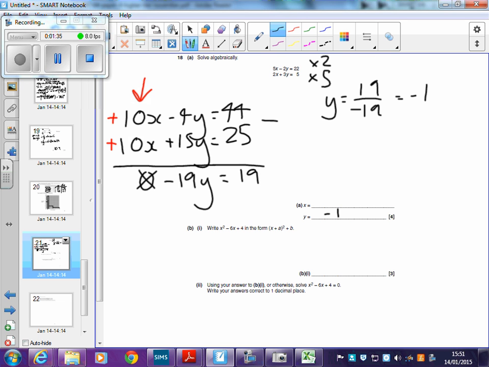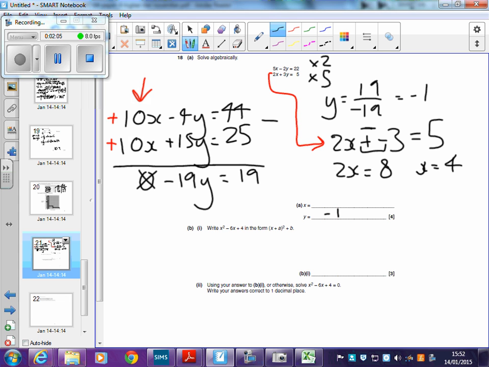Once you figured out what y is, you can then substitute back into one of the original equations to find x. I'm going to go for that one. So that means I've got 2x plus 3y, well that's 3 times minus 1, so 3 times minus 1 is minus 3, equals 5. Taking minus 3 across the other side, because this plus minus just becomes a minus sign, it becomes a plus. So 2x is equal to 5 plus 3, which is 8. x is equal to 4, so your answer is 4 there.